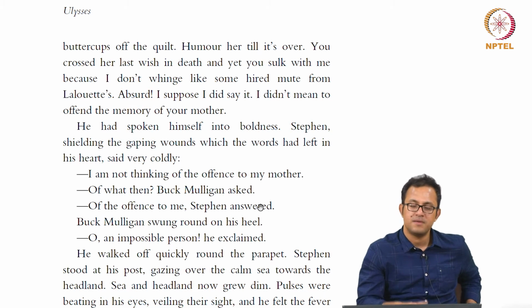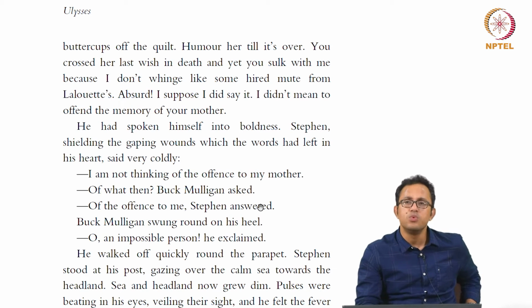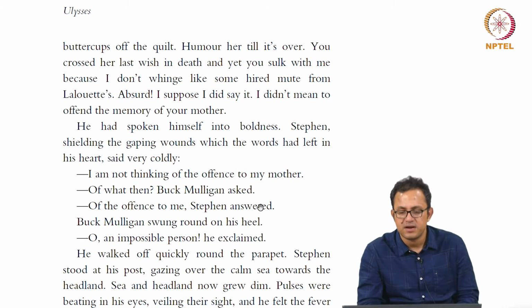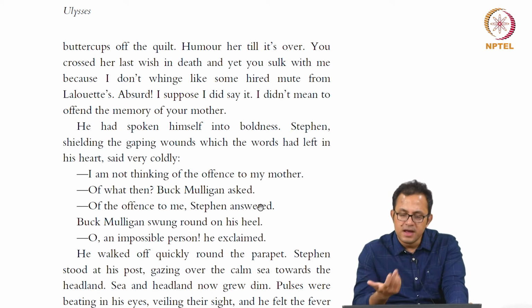So, we find that Buck Mulligan gets quite defensive over here, and he tells Stephen that this is a hypocrisy of the highest order. This is rich coming from you, because you wouldn't even humor your mother on her deathbed. You wouldn't even pay heed to her final request for prayers, and yet you are judging me for saying a word, for saying an expression which you think was in poor taste. And then, of course, he apologizes.